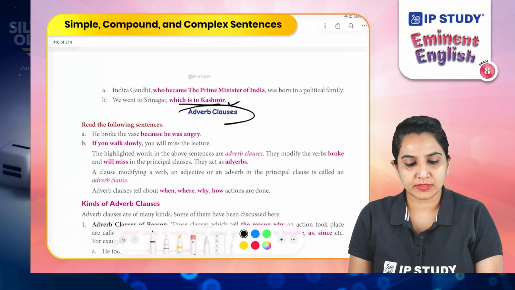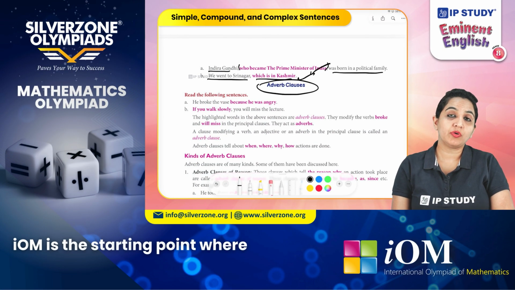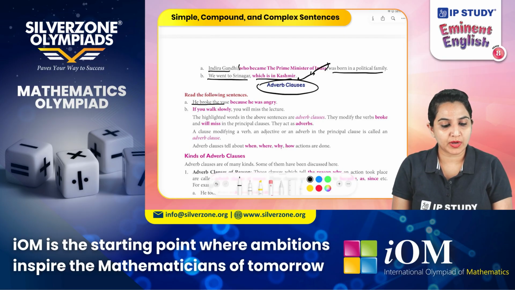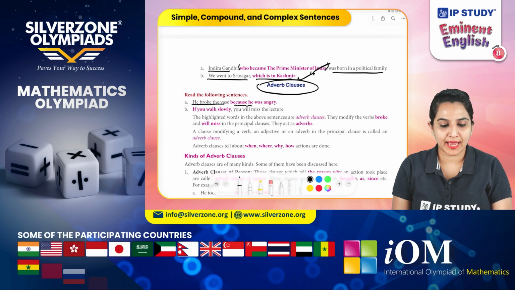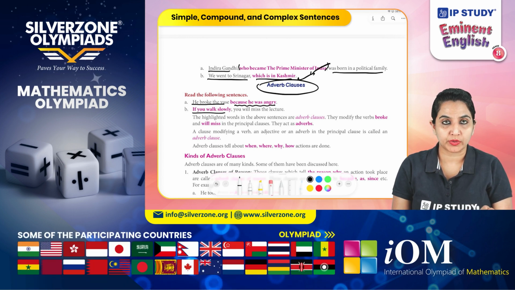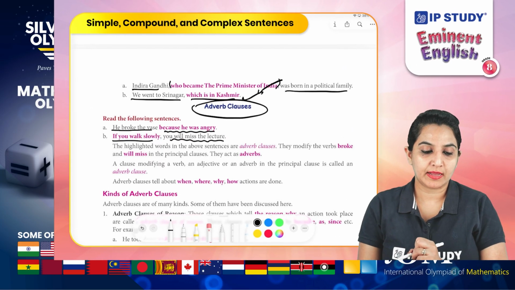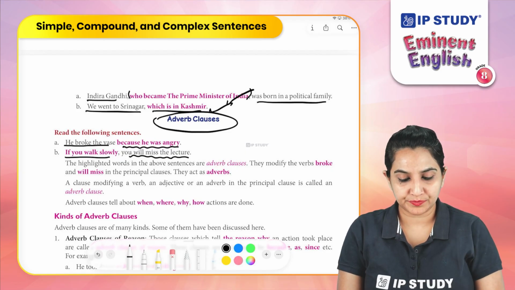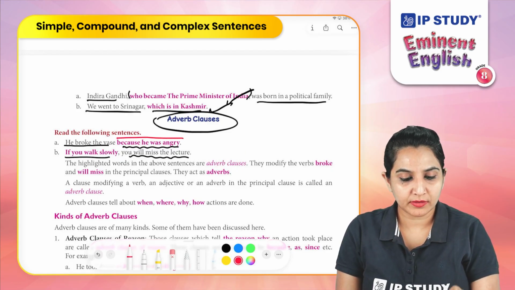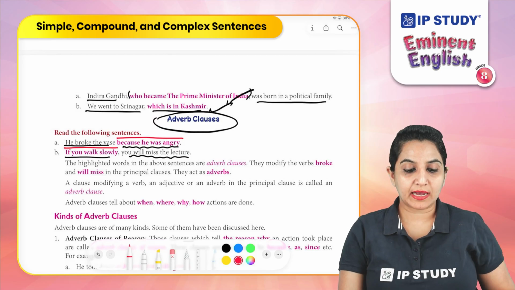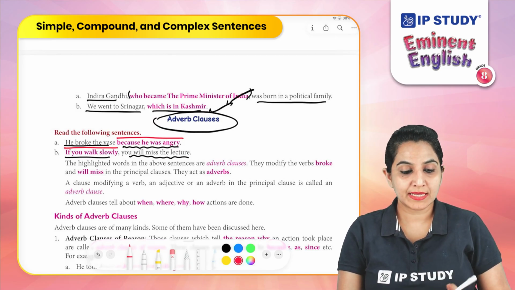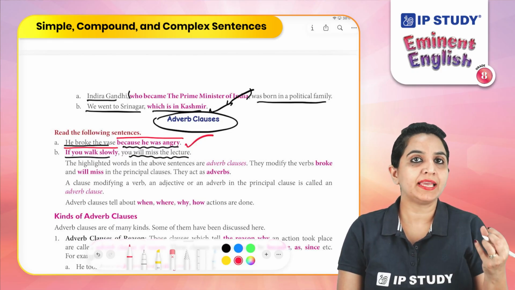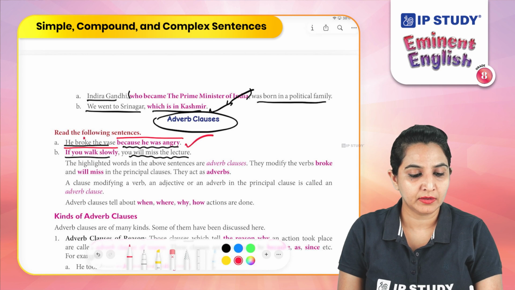The second type of clauses is adverb clauses. Let us read and observe the following sentences. He broke the vase because he was angry. If you walk slowly, you will miss the lecture, right? So now in these two sentences, "because he was angry" and "if you walk slowly" are adverb clauses. Because in the first sentence, "because he was angry," we are getting the reason why he broke the vase. That means this is modifying the verb.